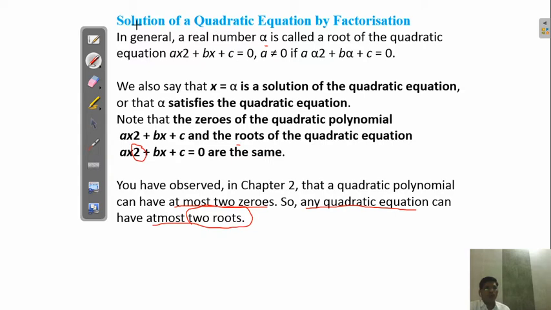Now we want to discuss the solution of a quadratic equation by factorization. A quadratic equation has two roots. How we can find them, we see in the next slide.